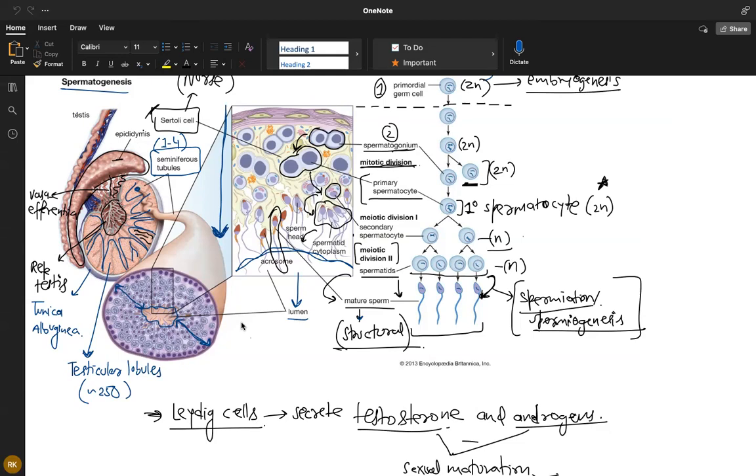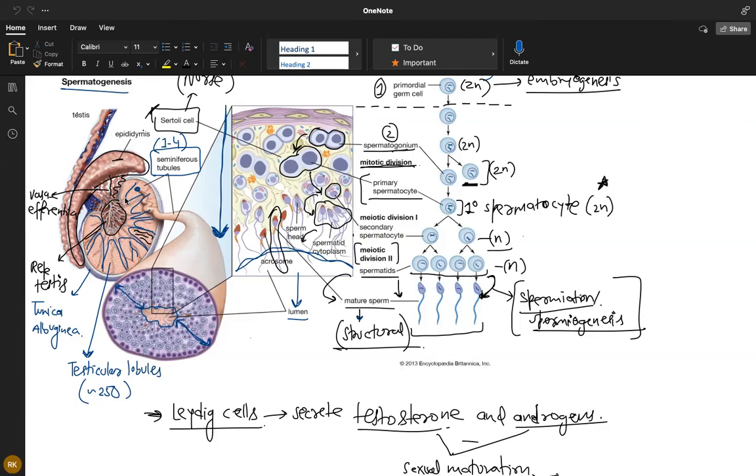The lumen can also be called interstitial space, right? No. There is a difference between lumen and interstitial space. Lumen is the empty space in the seminiferous tubule, because it's a tube. You can only call something a tube if it has a center space. So lumen is a very thin center space. Interstitial space is the space between two seminiferous tubules. In the testes, there will be many seminiferous tubules, thousands and thousands.